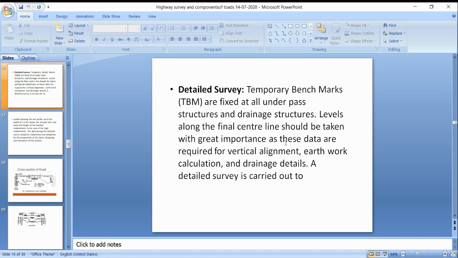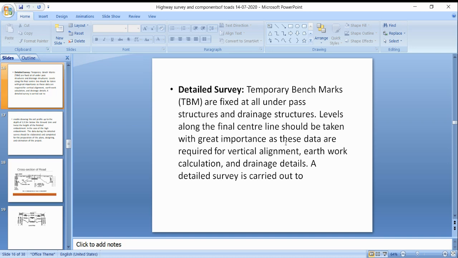Before going to the preliminary survey, we have to do a reconnaissance, by taking the rapid and rough survey. So in the reconnaissance survey, what we are doing is the rough survey. In the rough survey, we see the physical characteristics of the area by inspecting the proposed route.